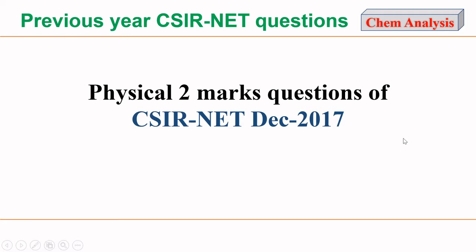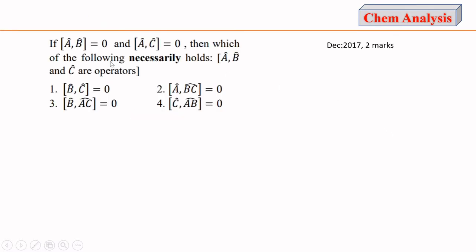So let's start it. The first question came from quantum chemistry and it is given that the commutator of A and B operator is equal to 0 and commutator of A and C operator is also equal to 0. Then we have to identify the necessary condition which holds for A, B and C operators.